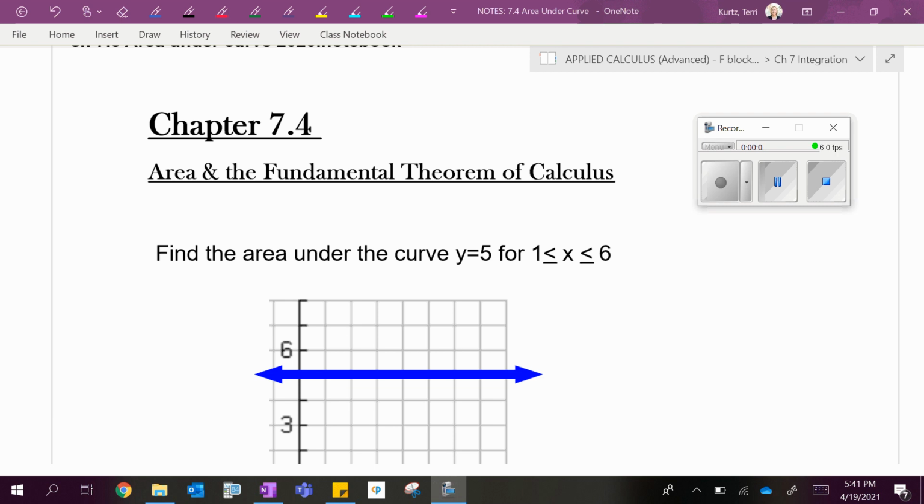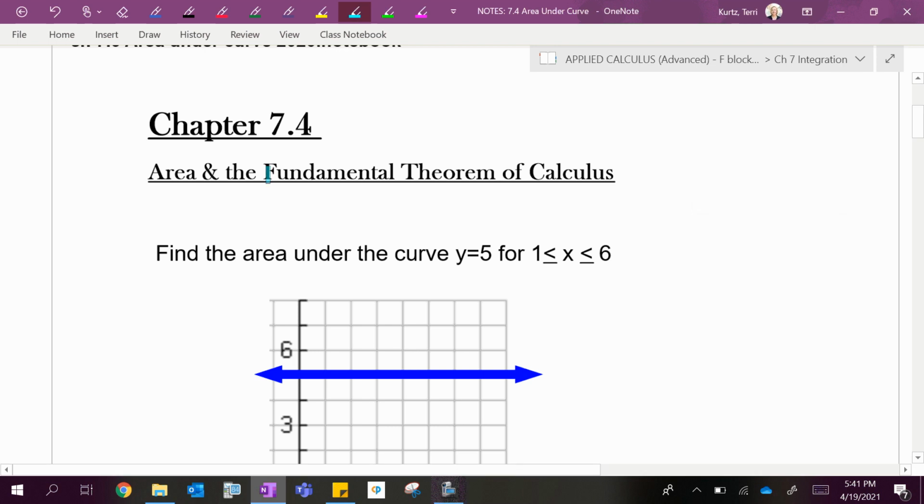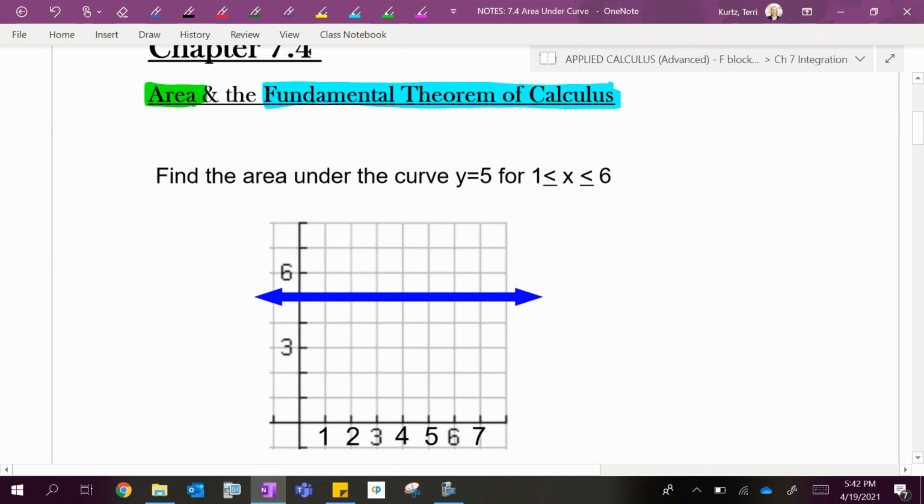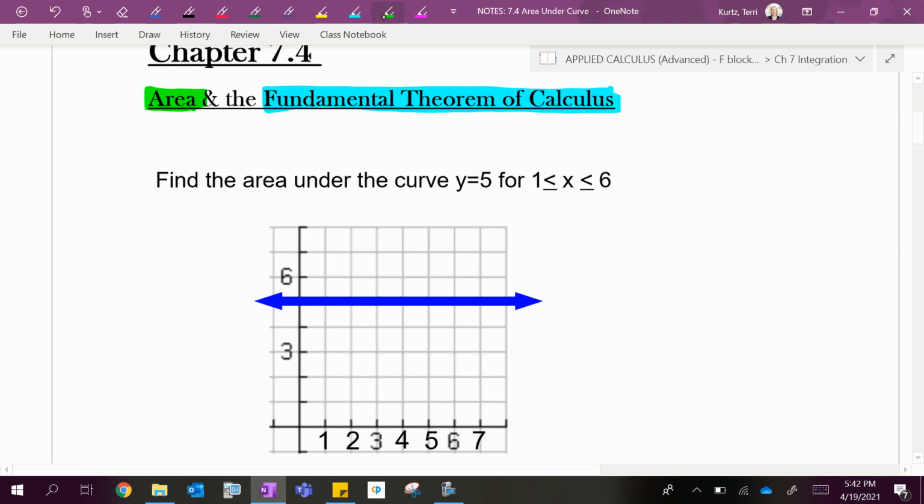Okay, today we're going to continue working with the definite integral, and what we labeled last time as the fundamental theorem of calculus. We're going to look at how that fundamental theorem of calculus could give us the area under a curve. When we talk about a curve, we're talking about some kind of function, or some graph of a function.